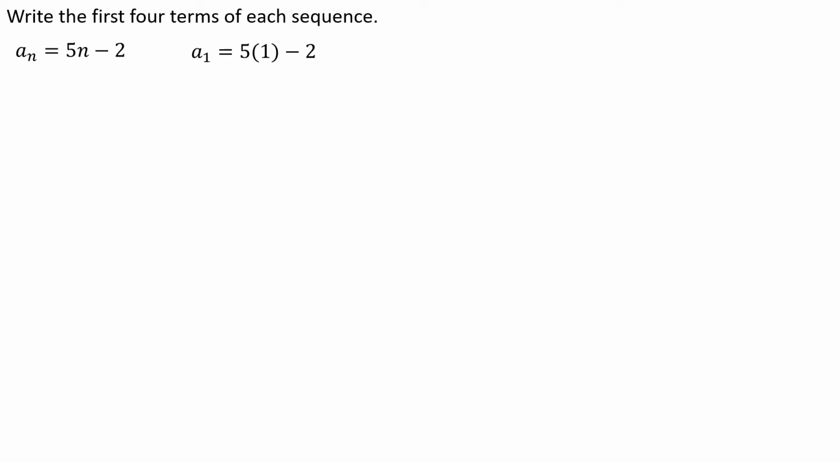So instead of 5 times n, take away 2, I've got 5 times 1, take away 2. Well, 5 times 1 is 5. 5 take away 2 is 3. There is the first term of the sequence. Okay, what's the second term? What is a sub 2? Well, any place I see an n, I got to plug in a 2. 5 times 2 is 10. 10 subtract 2 is 8. So a sub 2 is 8.